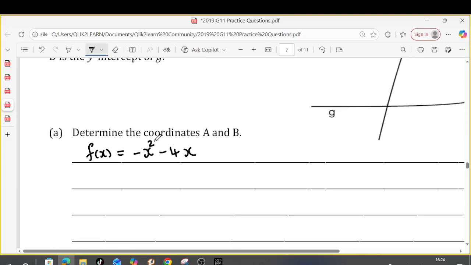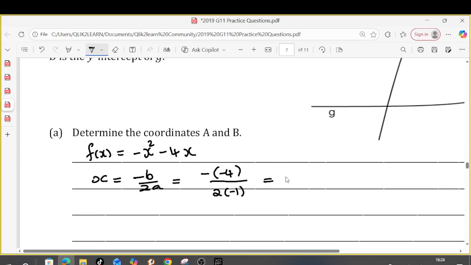So when I have it like this and they want us to find the turning point of the parabola, we use the formula x equals minus b over 2a. Therefore, what is the x coordinate? It will be minus, inside the bracket, minus 4. The value of b is minus 4. Divide this by 2 times the value of a, which is minus 1.